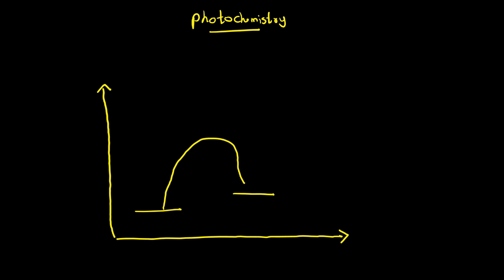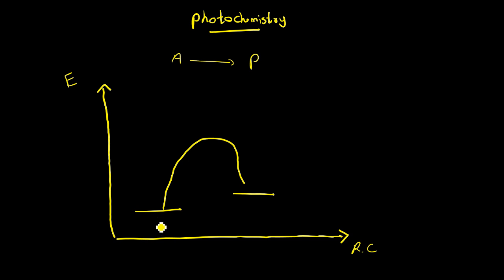What is photochemistry? Why do we need it? What's the importance of this, right? So let's consider a simple reaction. Let's take capital A. This is our reactant, which is going to form P, the product. So this is a normal reaction, and this is its energy diagram. This is the reaction coordinate, and this is the energy.